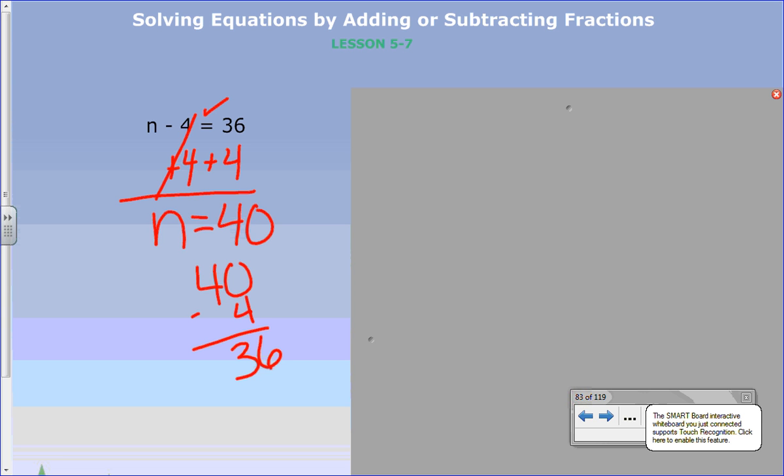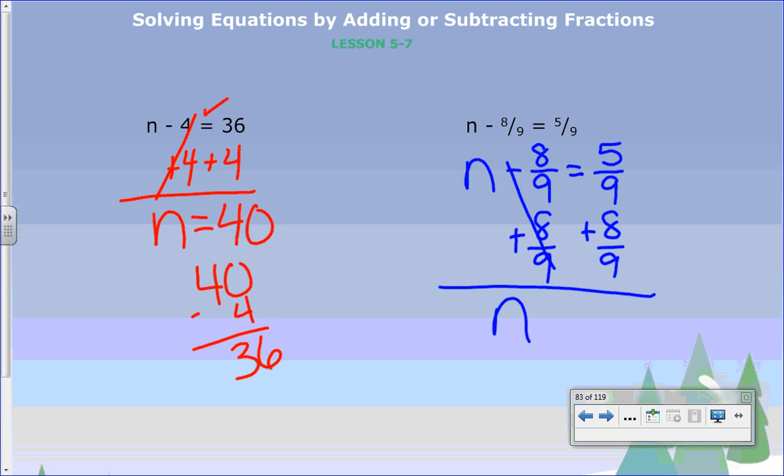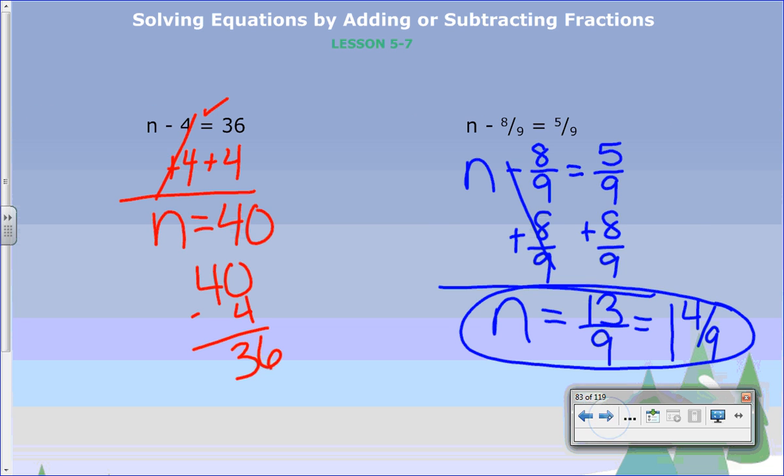Now tonight, we're going to talk about how to solve them when we have fractions. And really, the steps are the exact same. You want to get your variable by itself. So here I have n minus 8/9 is the same as 5/9. Well, to get n by itself on the same side, I have minus 8/9. So here I'd add it. And I'm left with n is the same thing as, well, when the denominators are the same, you add the numerators, 13/9. N is 13/9, or if I wanted to write it as a mixed number, 1 and 4/9. Either one of those would be correct. So that's what tonight's lesson is about.